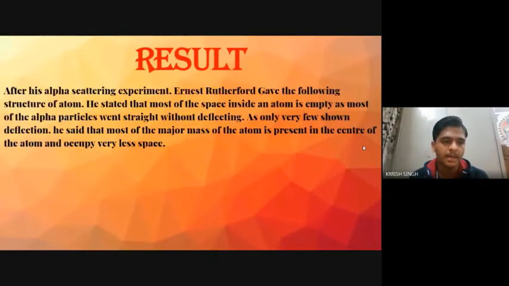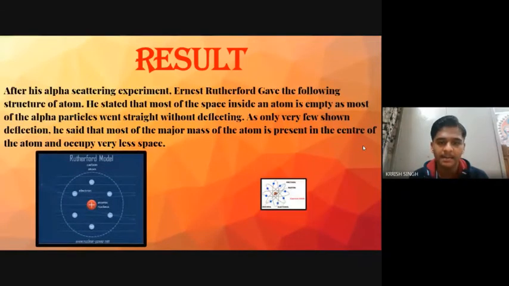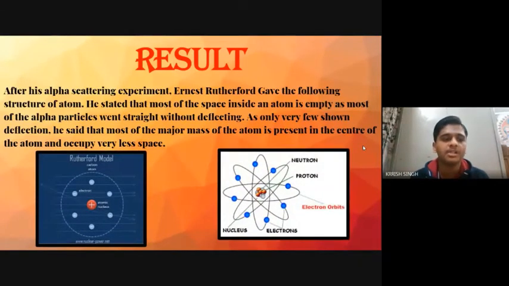Results. After his alpha scattering experiment, Ernest Rutherford gave the following structure of the atom. He stated that most of the space inside an atom is empty, as most of the alpha particles went straight without deflecting. As only very few showed deflection, he said that most of the mass of the atom is present in the center of the atom and occupies very little space.